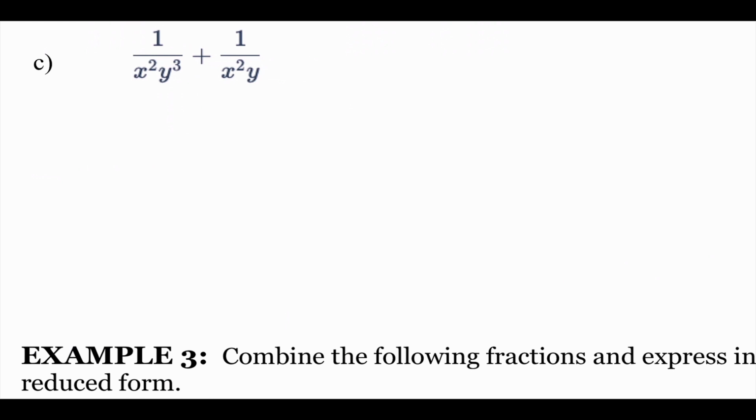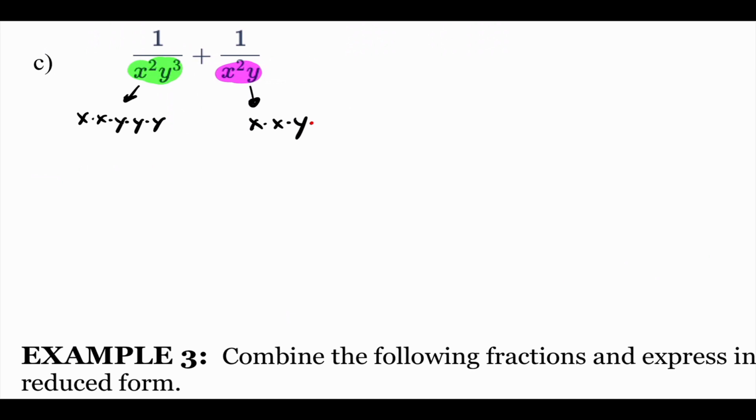Okay. So the first one is x times x times y times y times y. Next one is x times y. Okay. Step 1 done. Factored them down. Step 2. What's missing?